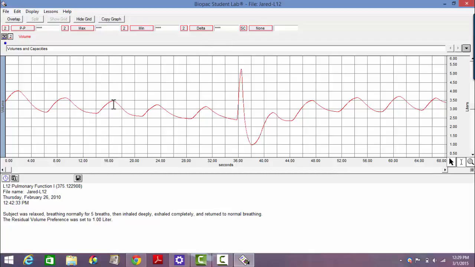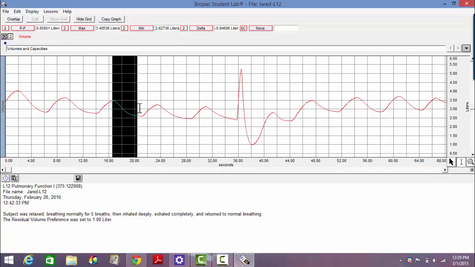And then the next thing we want to do is the same thing for expiration. So we look at delta and we see it's at 0.87. Okay, so we want to take the average of those two, and that will give us the tidal volume.